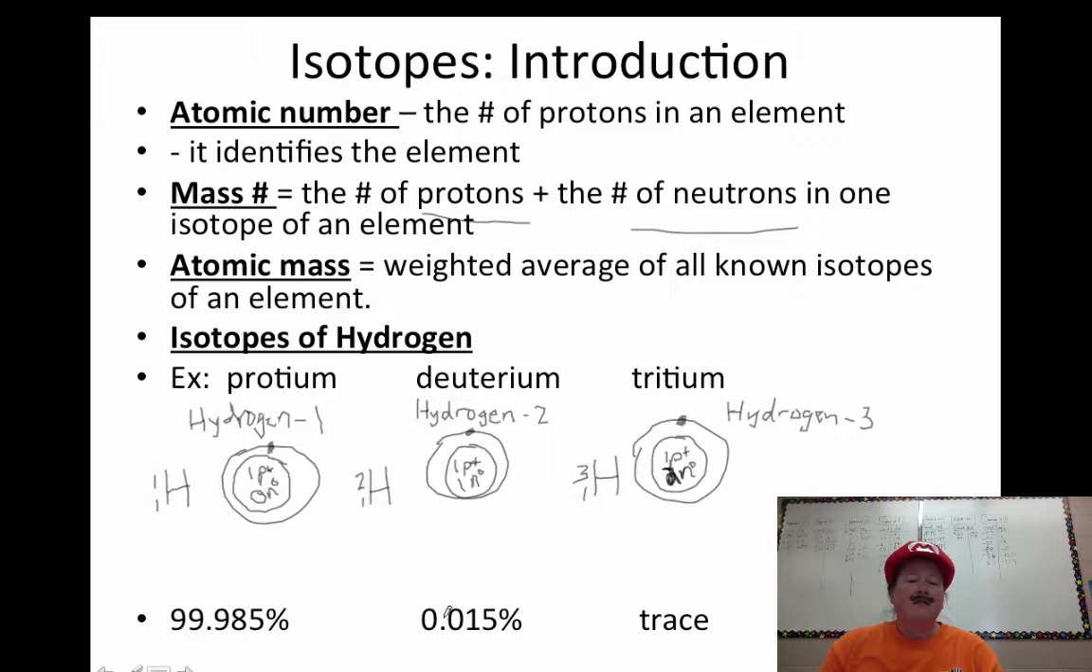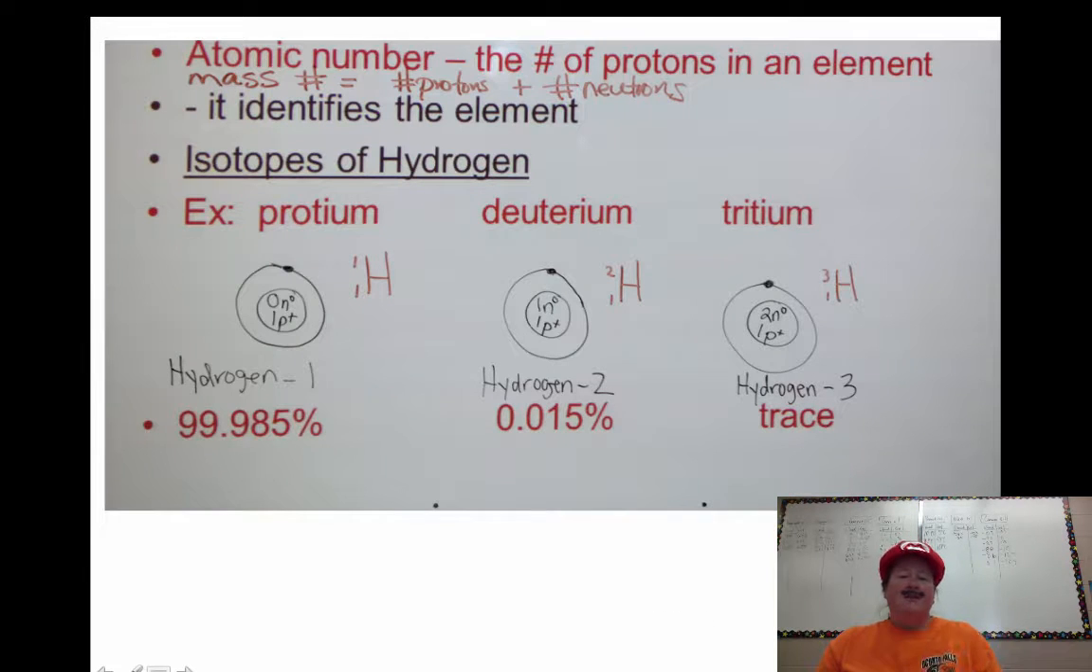You'll see that 0.015% of all hydrogen atoms are deuterium, and just a trace amount is tritium. Tritium is actually a radioactive isotope of hydrogen. Very trace amounts of it in any hydrogen sample. So, this slide just summarizes what I just wrote. It's a little bit neater.